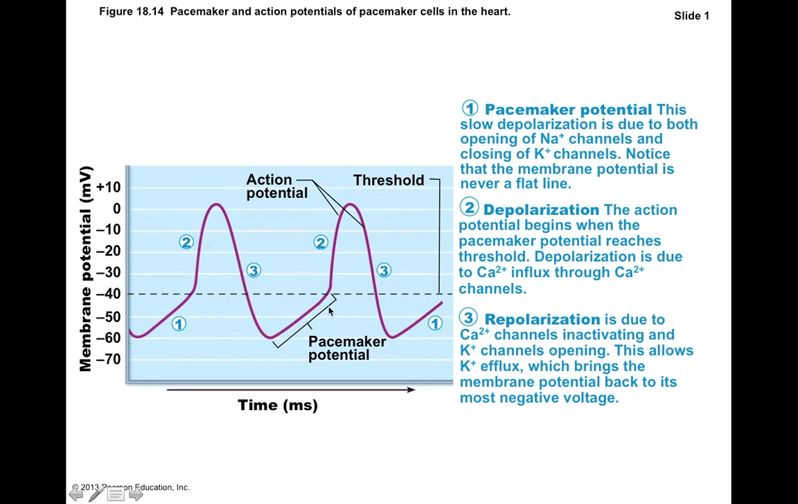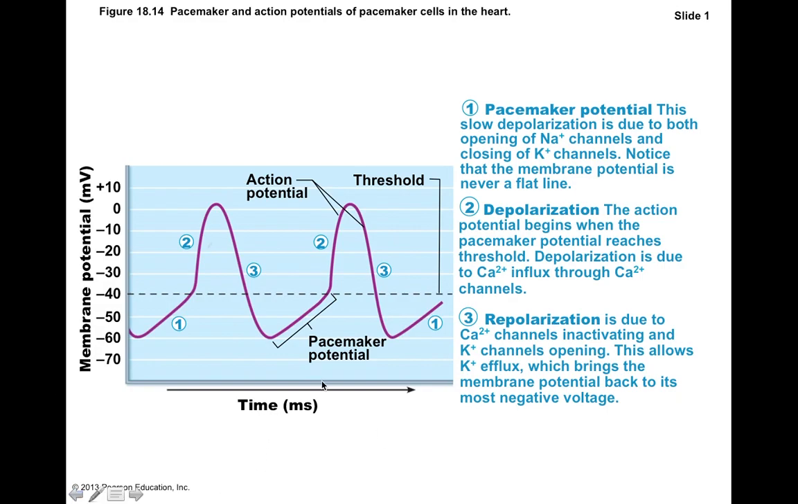Pacemaker potential is due to the leakage channels in these cells. Remember, leakage channels are always open. That's why they're called leakage channels. If they're always open, that means they're always leaking. So imagine that these channels are leaky to both sodium and potassium. Sodium wants to flow into the cell. Potassium wants to flow out. If you had equal amounts of sodium and potassium flowing in and out, there would be no net change in voltage, because you're removing one and adding one.